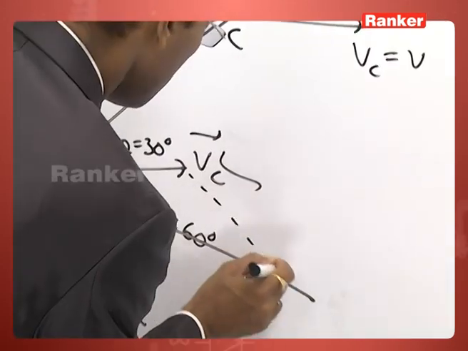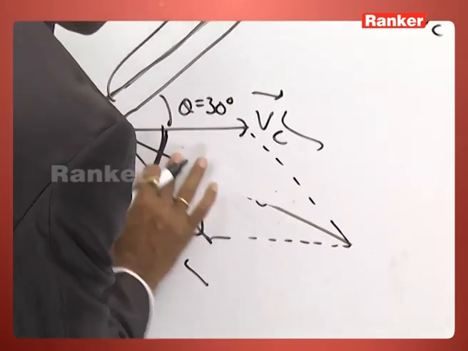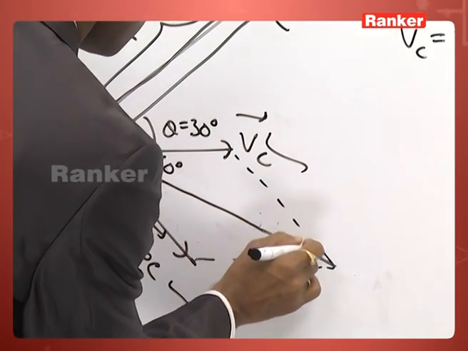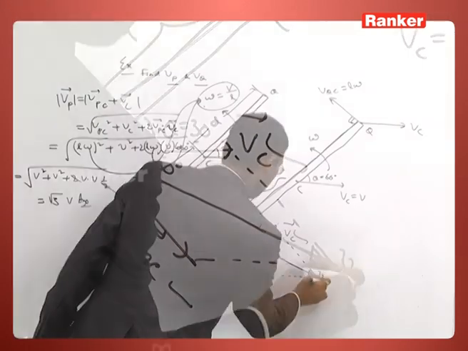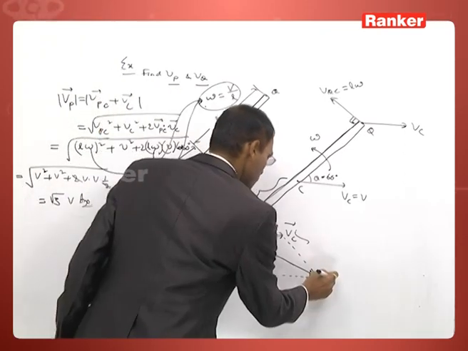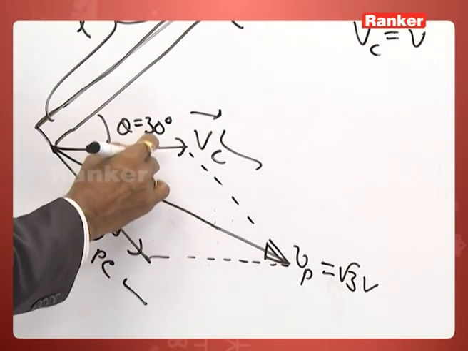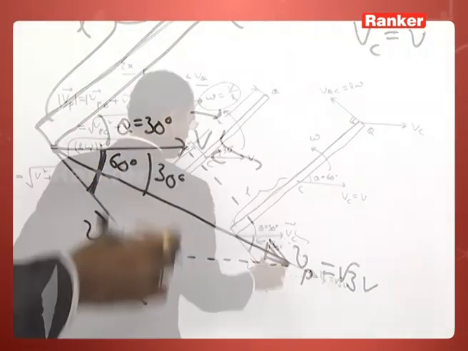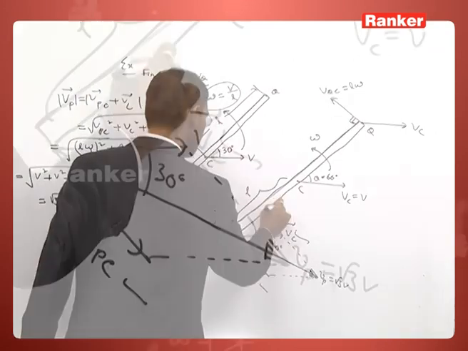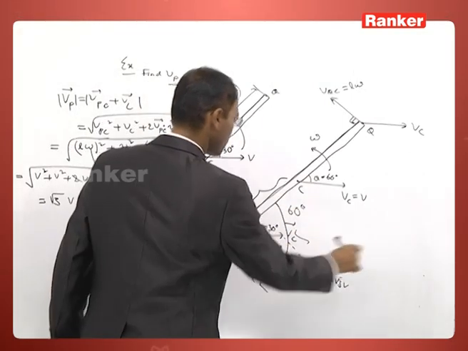If we add these two vectors, we are getting the velocity of the point P, whose magnitude is equal to root 3 into V, and direction, of course, you can get it, 30 degree plus 30. This is inclined at an angle of 60 degree with respect to the rod in this direction.